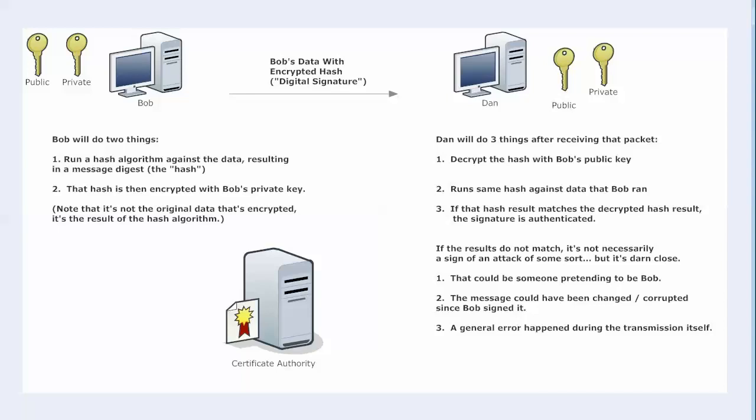Bob's going to send some data over to Dan, and Dan needs to make sure that that's really Bob sending it. That's why we're really doing all of this. Because even though we've got these certificate authorities and there's a little bit of trust going on, we're still going to do some authentication here. And that's going to come in with the digital signatures.